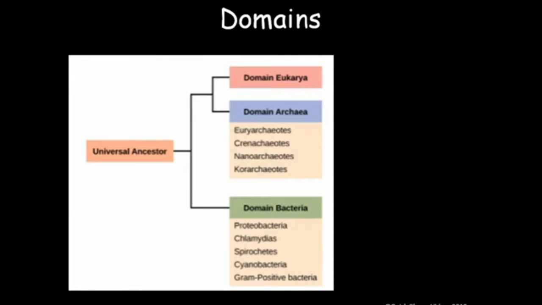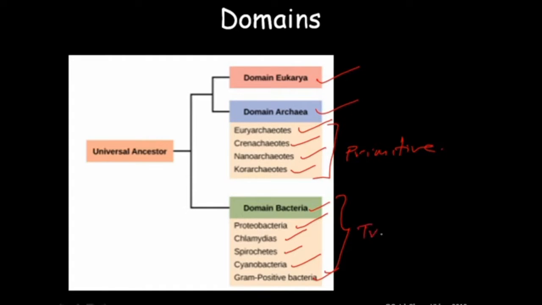Now looking at the domains, we can divide them into the eukaryote domain, then the archaea domain, which has euryarchaeotes, crenarchaeotes, nanoarchaeotes and korarchaeotes. These are all primitive types. Then in the domain bacteria we have proteobacteria, chlamydiae, spirochetes, cyanobacteria and gram-positive bacteria. This forms the true bacteria. This is how the domains are divided.